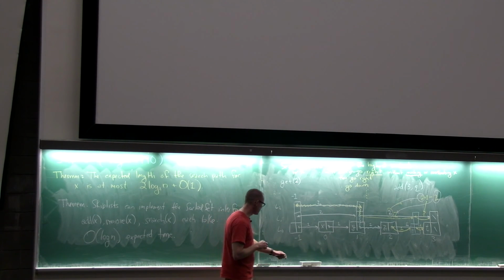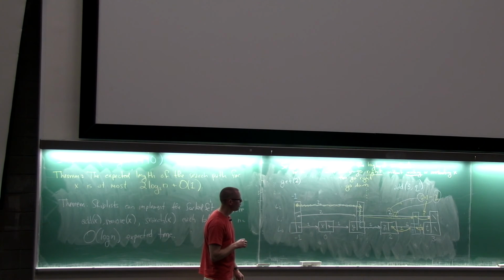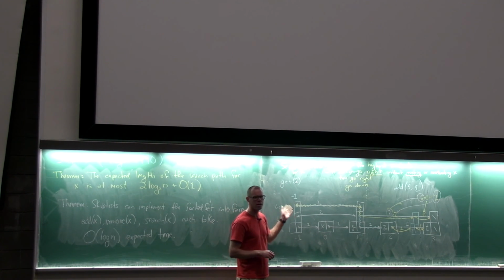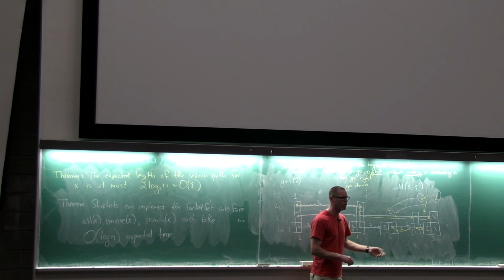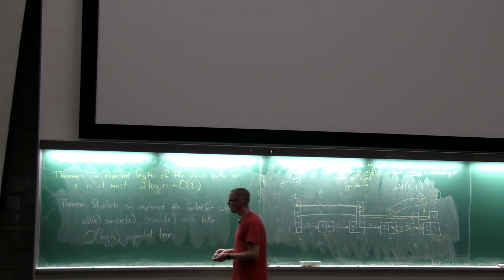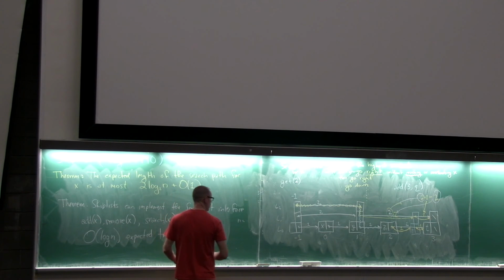Okay, so that's how you can implement get, how you can implement add at a position, remove at a position, and of course set is the same thing. You find a node and you change the value that's stored there. So that gives us another skip list.